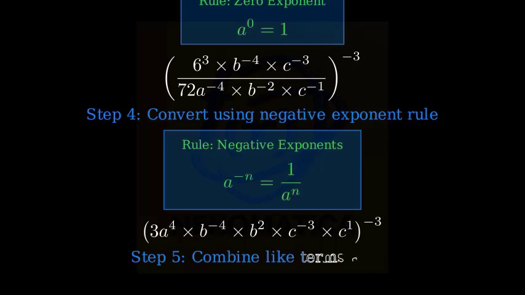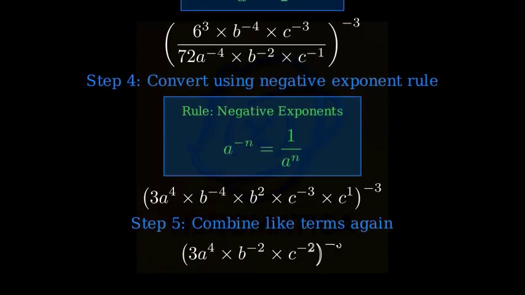Now, let's combine the like terms again. We have 3 times a to the fourth. For the b terms, we have b to the negative fourth times b squared, which gives us b to the negative second power. For the c terms, we have c to the negative third times c to the first power, which gives us c to the negative second power.